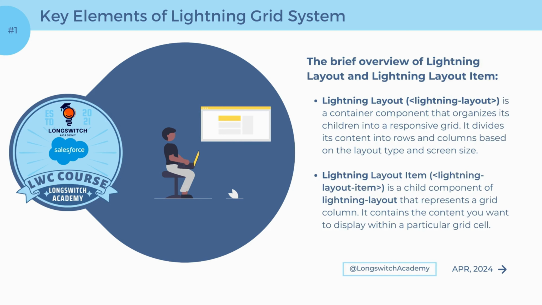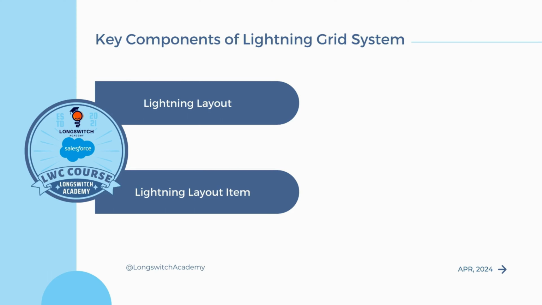Let's first understand the Lightning Layout component. The Lightning Layout is a container component that organizes its children into a responsive grid. It divides its content into rows and columns based on the layout type and screen size. The next important component is Lightning Layout Item. Lightning Layout Item is a child component of Lightning Layout that represents a grid column. It contains the content you want to display within a particular grid cell. This is all about the quick overview of Lightning Layout and Lightning Layout Item components.